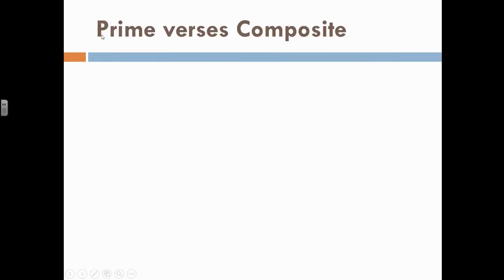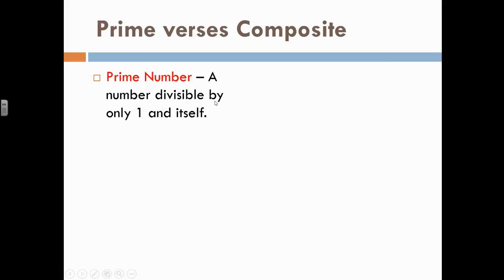So let's talk about the difference between prime numbers and composite numbers. Also words you probably have heard before. Prime numbers are numbers that are divisible only by 1 and itself. The other way of thinking about this is to say, well, prime numbers only have two factors. They only have two factors: one and itself. For example, the numbers 3, 7, 23, and 67 are all considered prime.